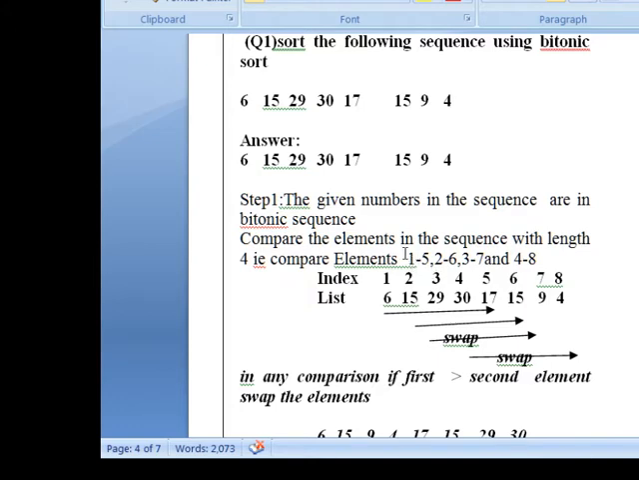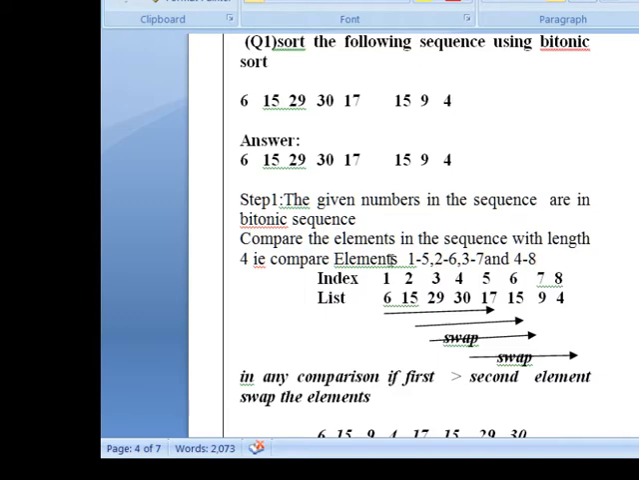So the first 2 inputs go to the first comparator, the second 2 inputs to the second comparator, and so on. The inputs for the first comparator are 1 and 5: the values at location 1 and location 5 are given to the first comparator. Similarly 2, 6 to the second comparator, 3, 7 to the third comparator, 4, 8 to the fourth comparator. Now see the index of the numbers, 1 to 8. In this index, 1 and 5, this is your length 4. Compare the elements in the sequence with length 4.